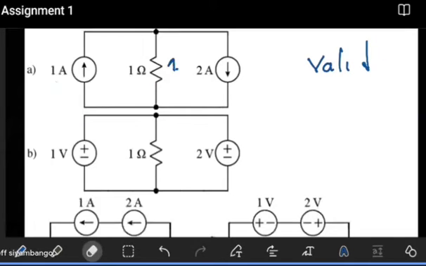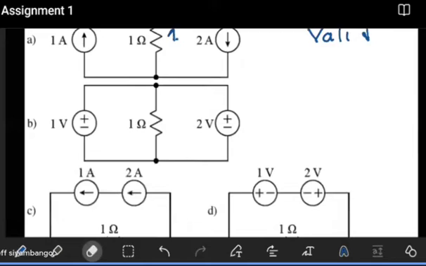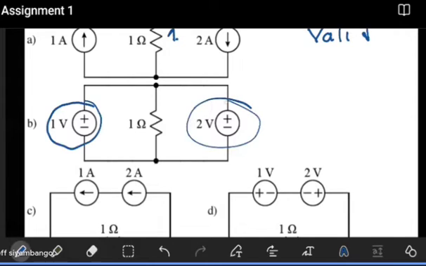Let's look at the next one. Look at this one here. Is this valid or not? Well, here we're seeing a voltage source connected in parallel with another voltage source, and then they're also connected in parallel to a 1 ohm resistor. Unlike the 2 current sources there, this is actually not valid. This is not valid.